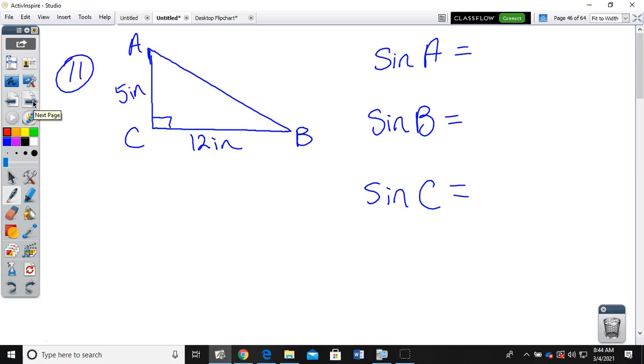11. They give us a right triangle, and we have to find the sine of A. I wrote the problem wrong. Not the sine of A, sine of B, sine of C. Isn't that what we're doing yesterday? Yes. It is the sine of A, cosine of A, and tangent of A.